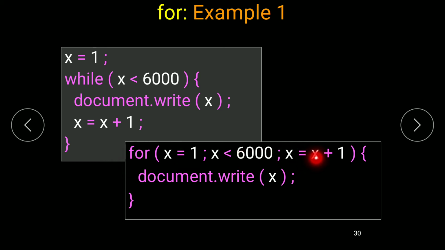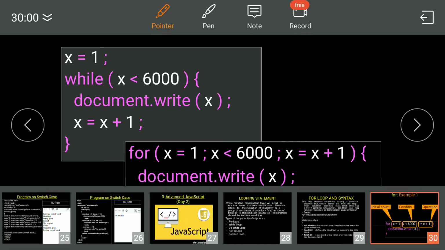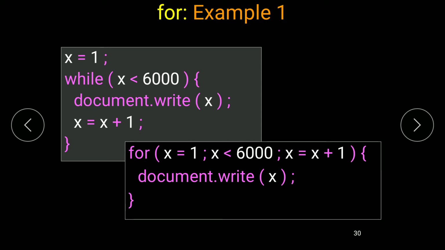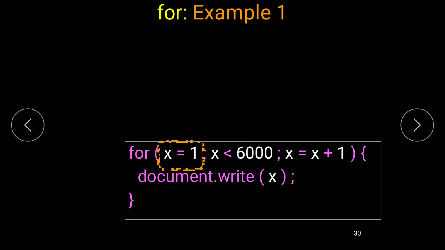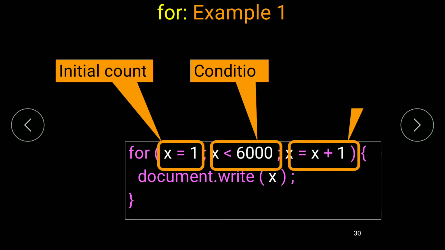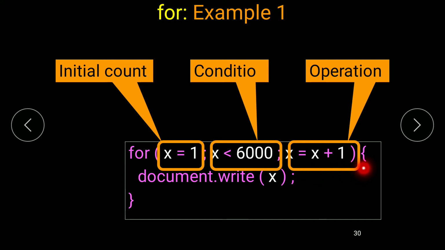In the for loop, we write these three statements in a single line. That is the main difference. And then we have to write document.write. So both programs are the same, but the steps to write the program are different. Okay. So x equal to 1 is nothing but the initialization. x less than 6000 is called the condition, and x equal to x plus 1 is called the operation or the incrementation.